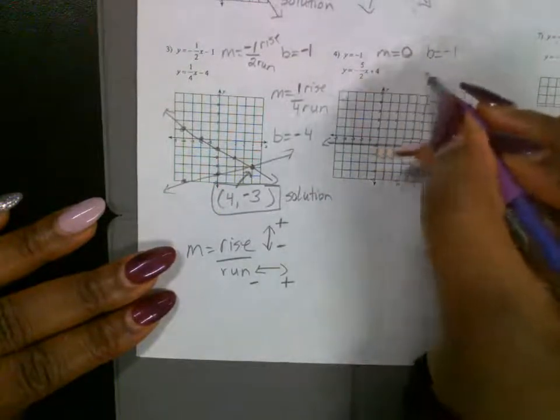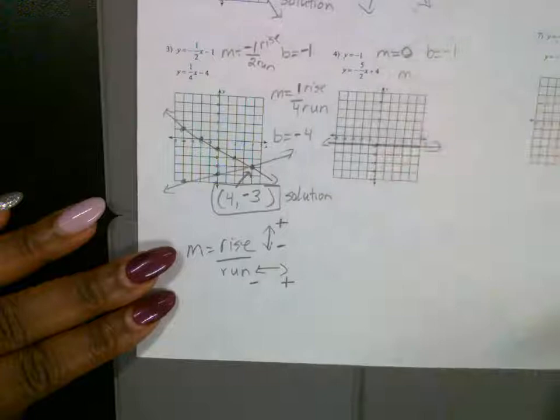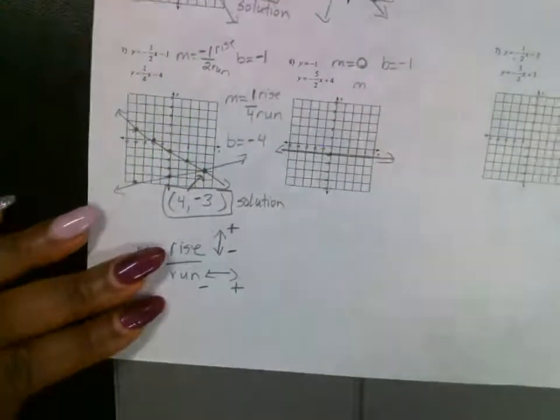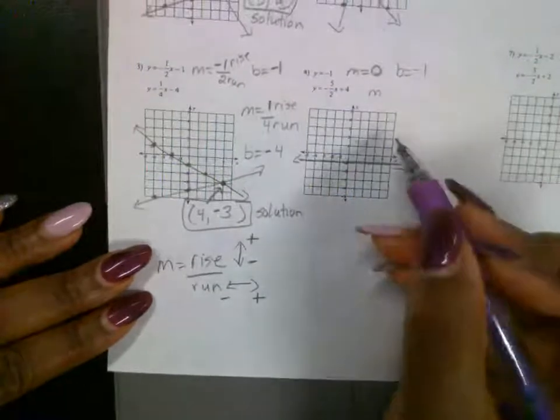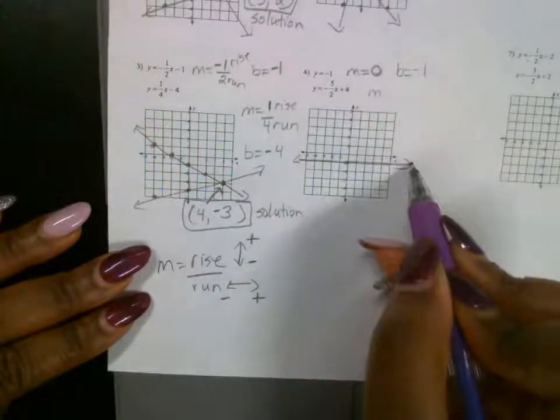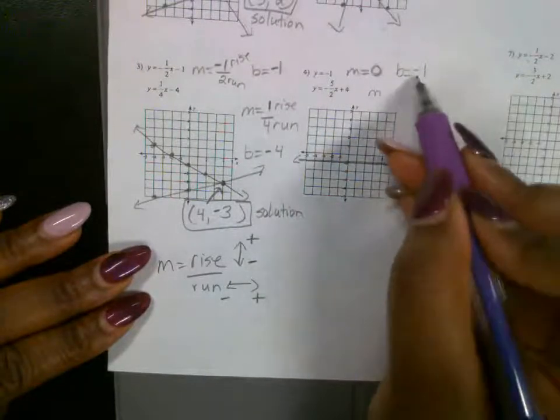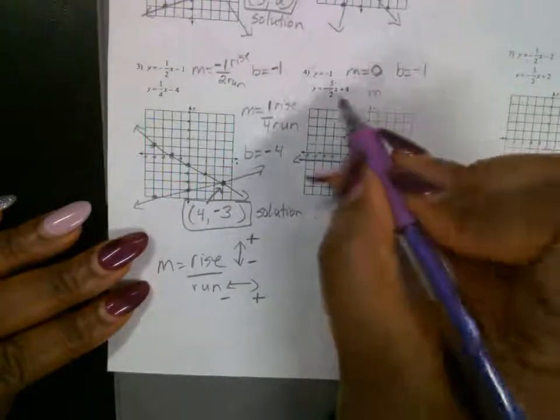Now let's do the second equation. So that means if it's x is equal to, you just draw a line through the x-axis. Okay? All right, so y is equal to, draw a line through the y-axis at -1. So let's look at this one.